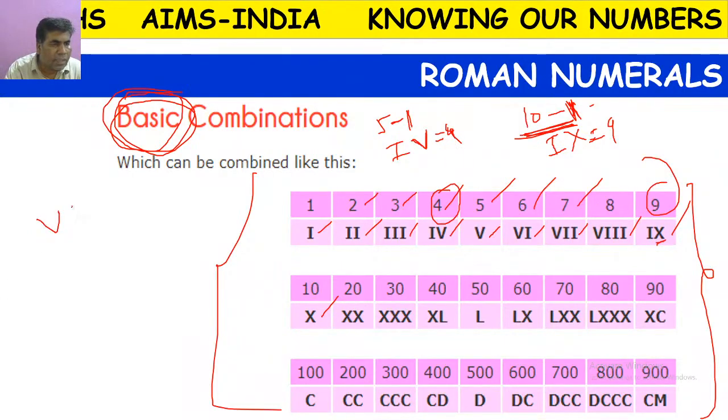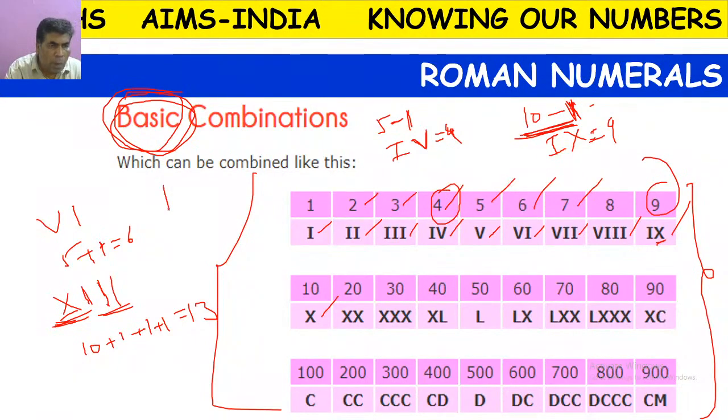If they write like this, a bigger number after a smaller number, then what we have to do? We have to add 5 plus 1, equal to 6. Or if they give like this, X, I, I, I. First, X is the biggest number, and after the biggest number we are having smaller numbers. So then we have to add 10 plus 1 plus 1 plus 1. That is equal to 13.